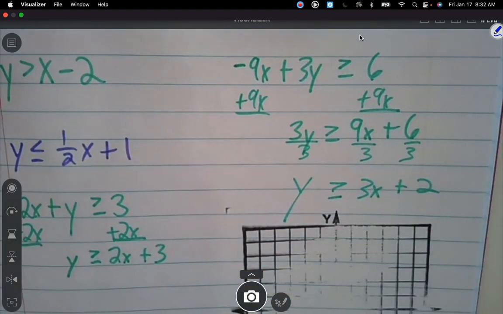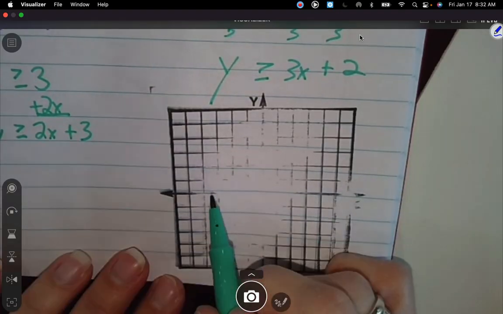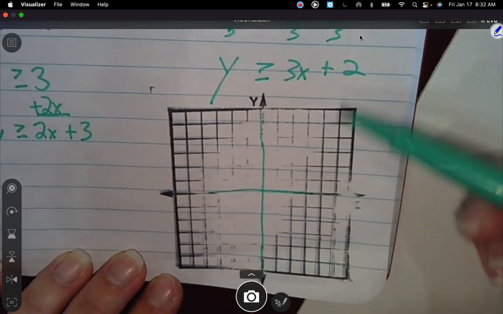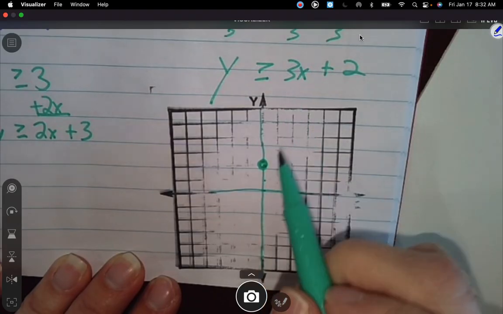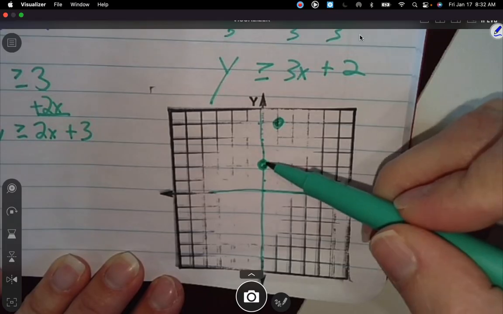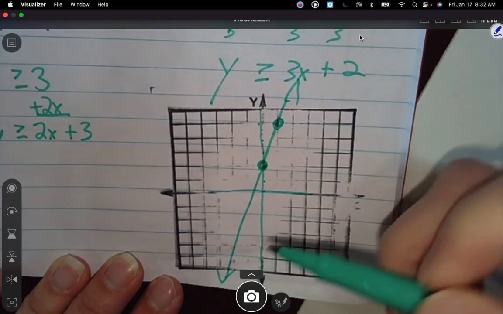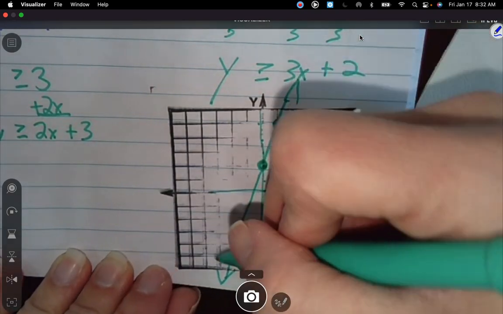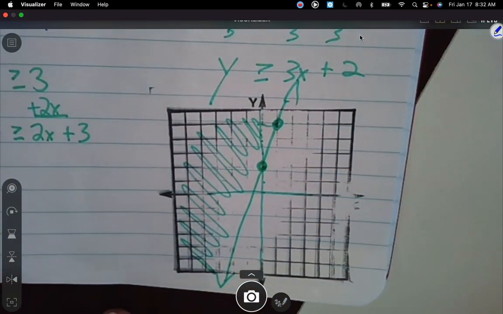Oh, that graph is terrible. I'll try to do this graph. Okay, here's my lines where they meet. So for this one, I would go up 2. From there, my slope, up 3 over 1. Dotted or solid line? Solid. If you subtract it, it'd be negative. Yep, it's negative in front of the x. And then it's greater than, so I would shade above it. That's what that one would look like.